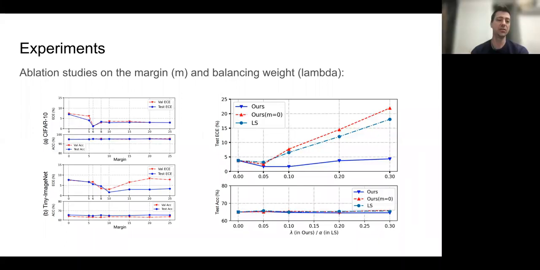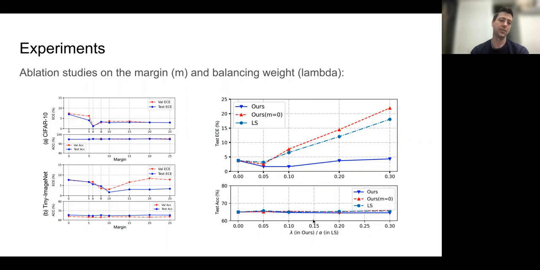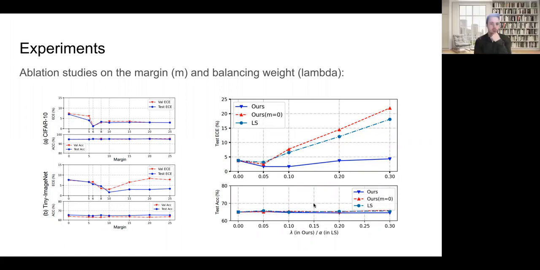I'm assuming here for M, you are tuned on the calibration because the accuracy doesn't really change, right? Yeah. Here, the margin is tuned for calibration. Also for label smoothing, it doesn't change as much. It doesn't change much for the accuracy. But it is for both.